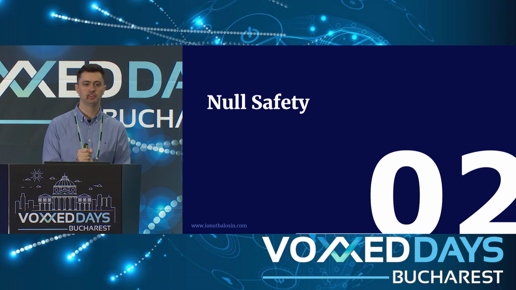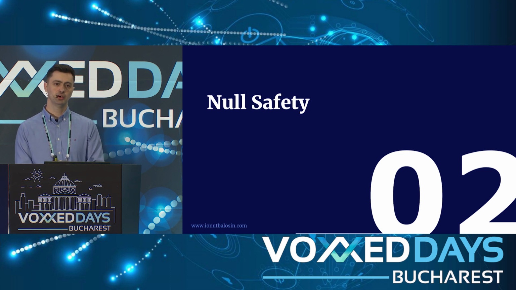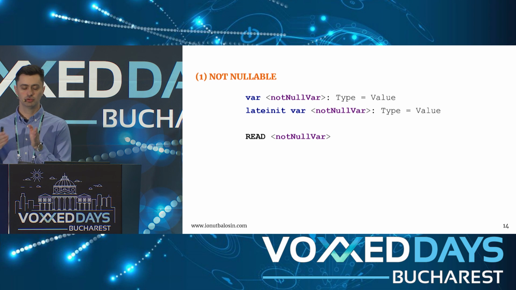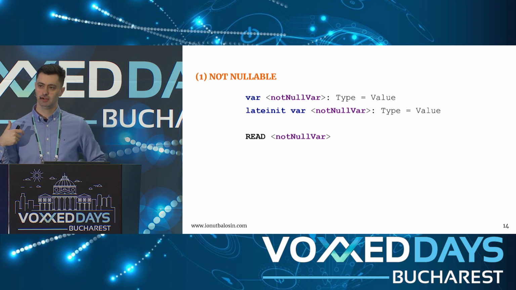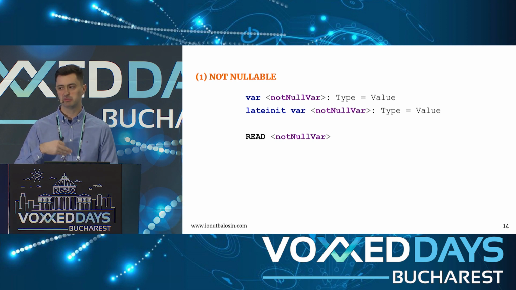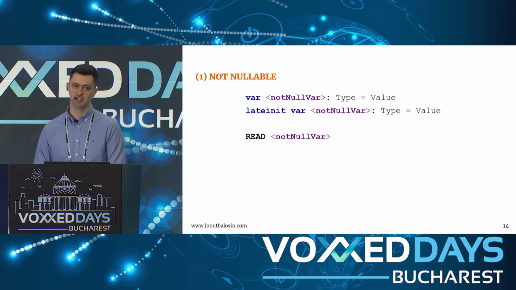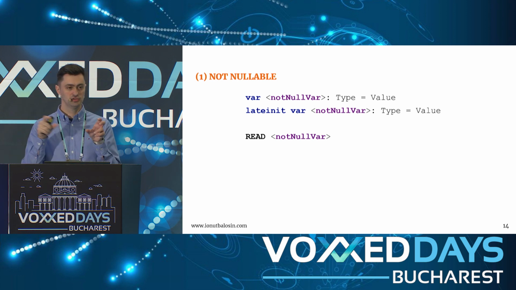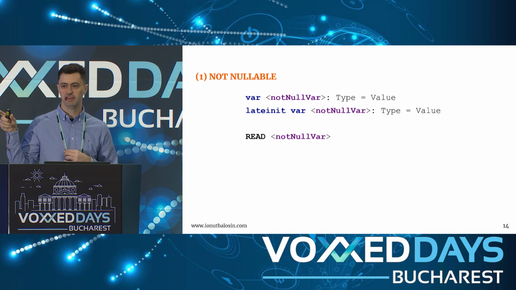So the first topic is null safety. What is so wonderful in Kotlin is implicitly they segregated the two types of references. We have, for example, non-nullable references, which are implicit, and references which might be null. So let's tackle the first case, references which are not nullable implicitly. How you can declare them? First, you just say var, the name of the variable, colon, the type, and the value.